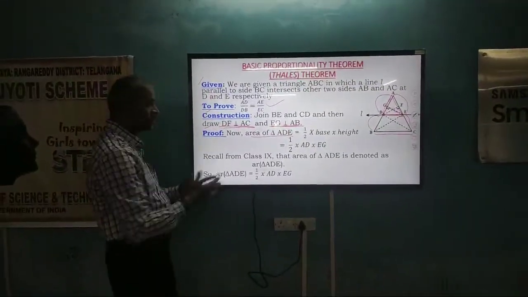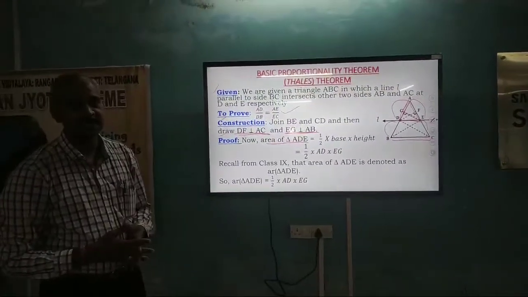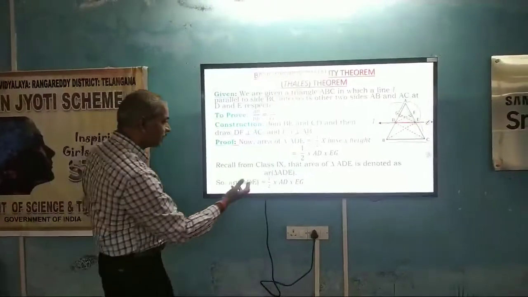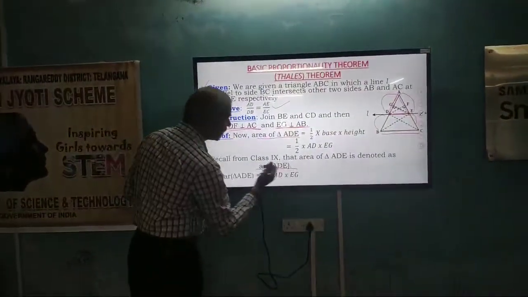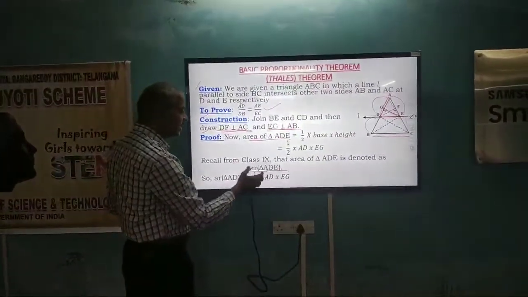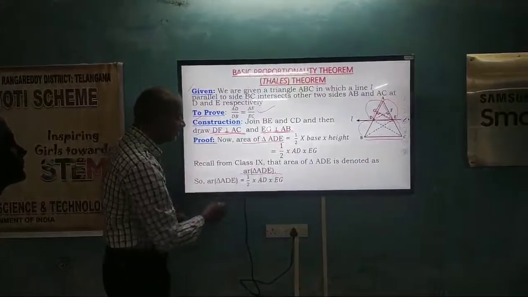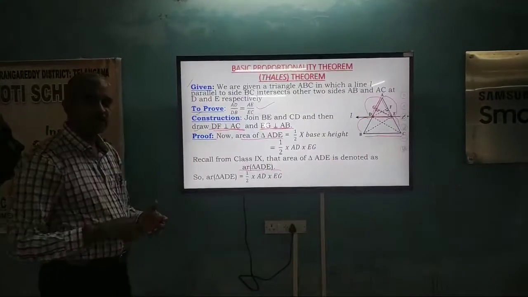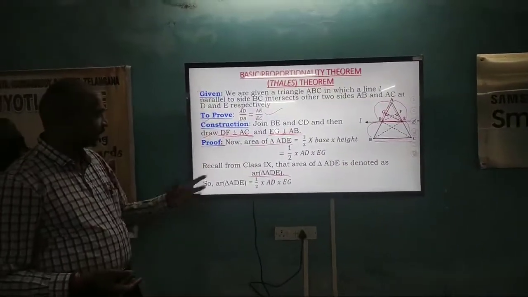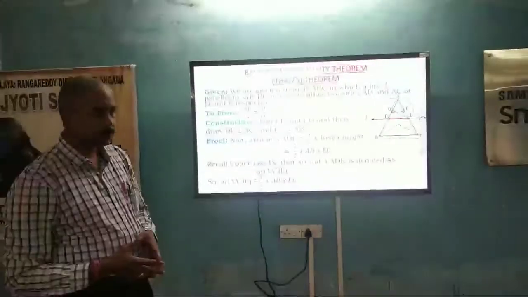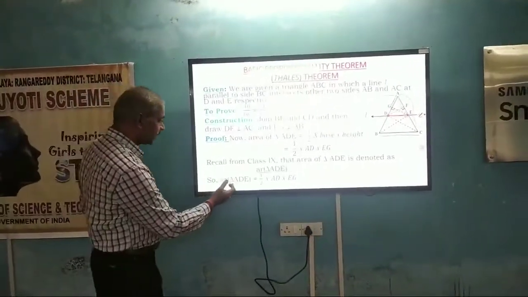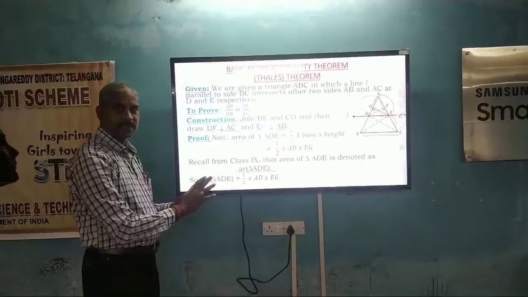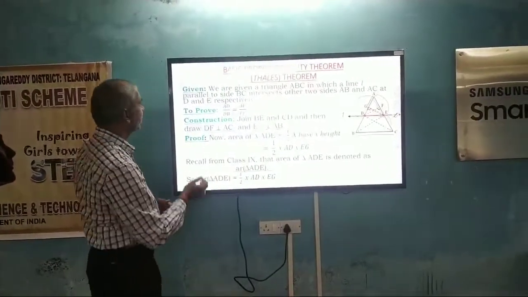But we know that in lower classes we have discussed that to denote the area of any triangle we use AR. For the area of triangle ADE, we denote ar of triangle ADE. While writing we write it as ar, but by pronunciation we pronounce it as area. So area of triangle ADE is equal to half into AD into EG.